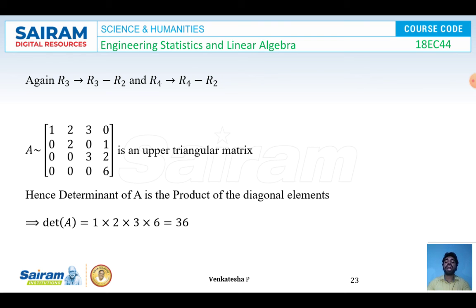I got it, and we know that in the upper triangle matrix, the product of the diagonals will be the value of the determinant of the matrix. So hence we got the determinant of the matrix A equal to 1 into 2 into 3 into 6. It will be equal to 36.